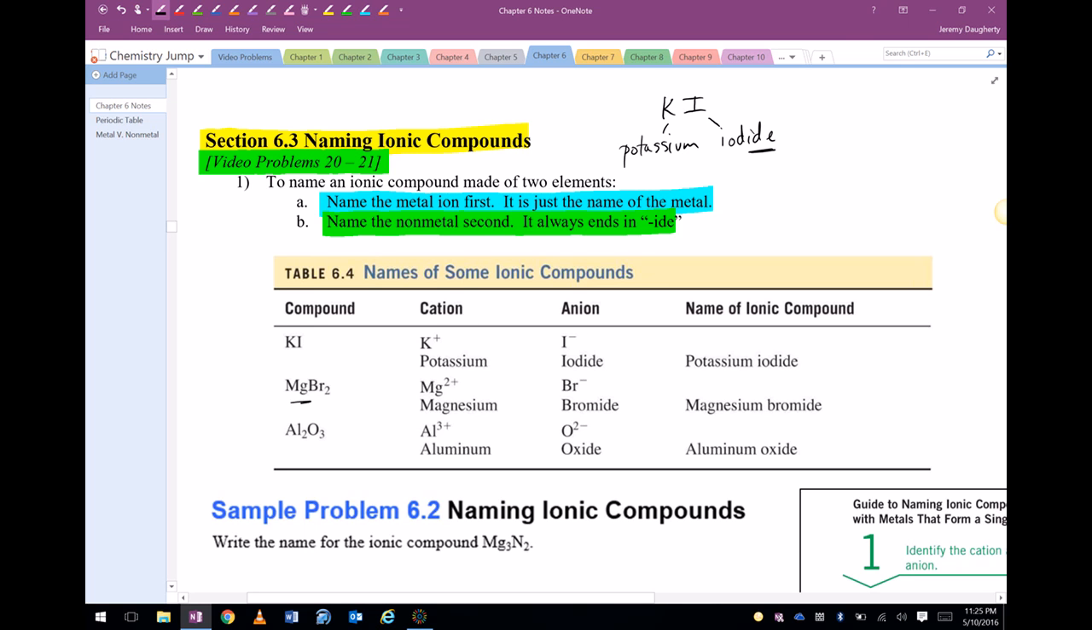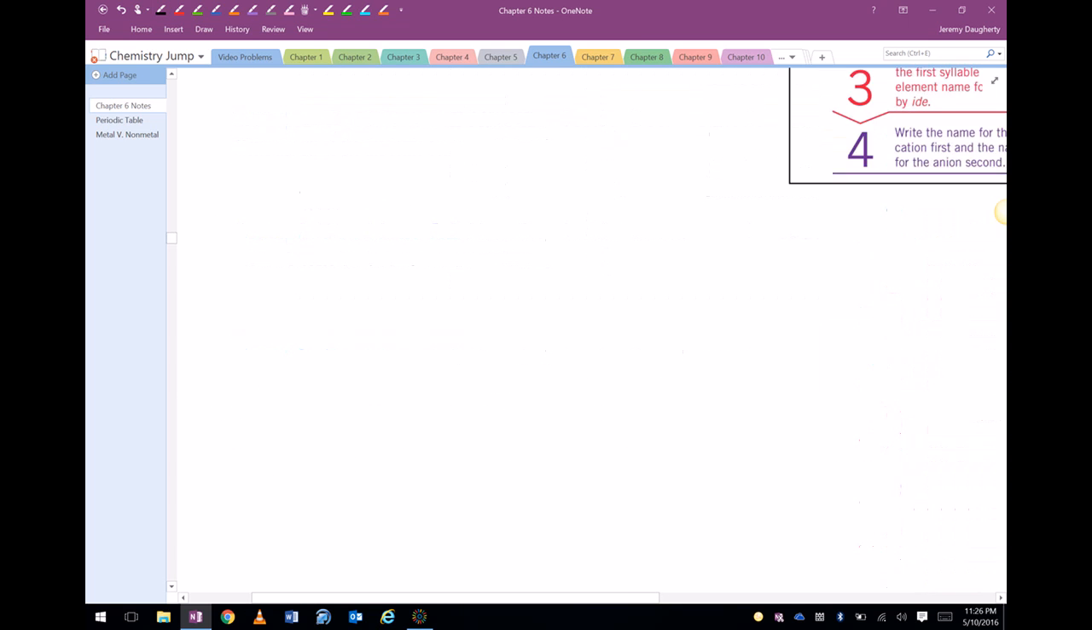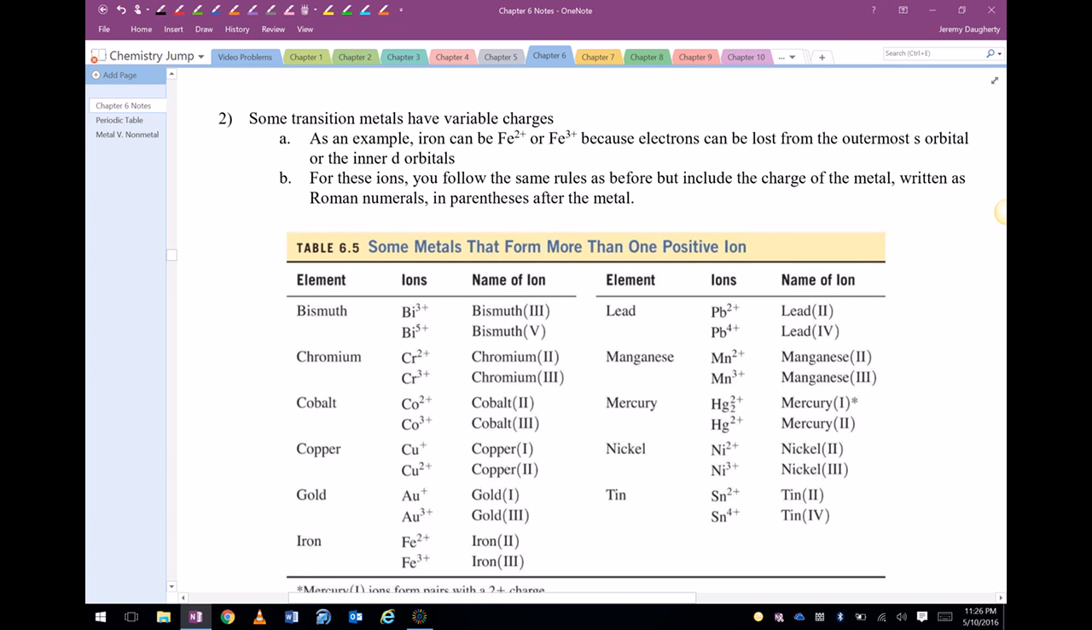So here, let's try this one. MgBr2 as an example. So there's a 2. Do we do something different? No, we do not. We call this magnesium bromide. Alright. So that's for simple ionic compounds.